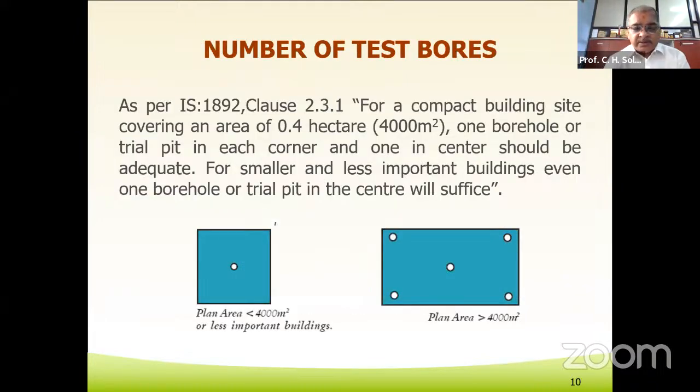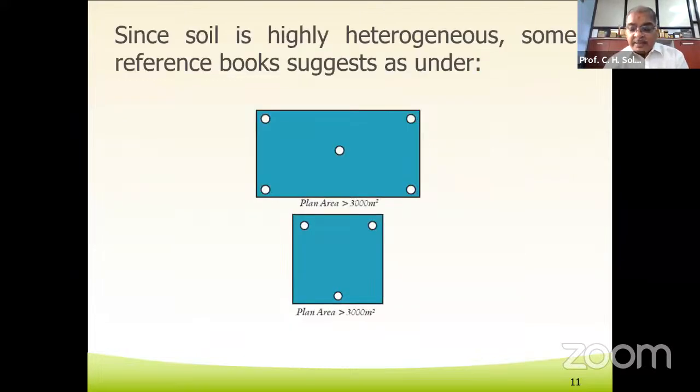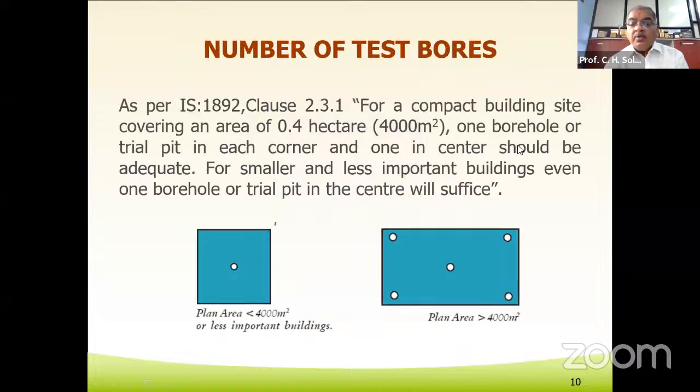Number of test bores. As per IS 1892, clause 2.3.1, for a compact building site covering an area of 0.4 hectare, one borehole or trial pit in each corner and one in the center should be adequate.